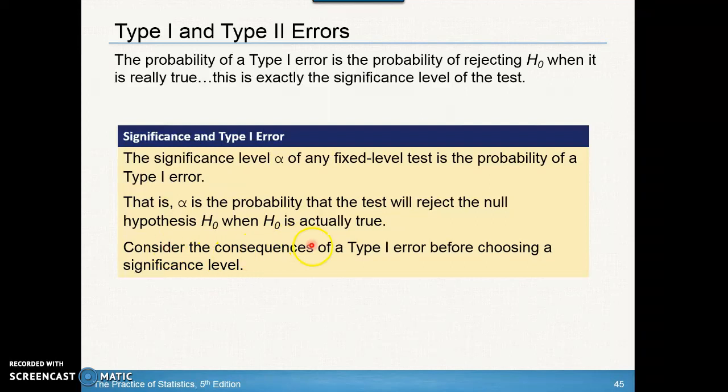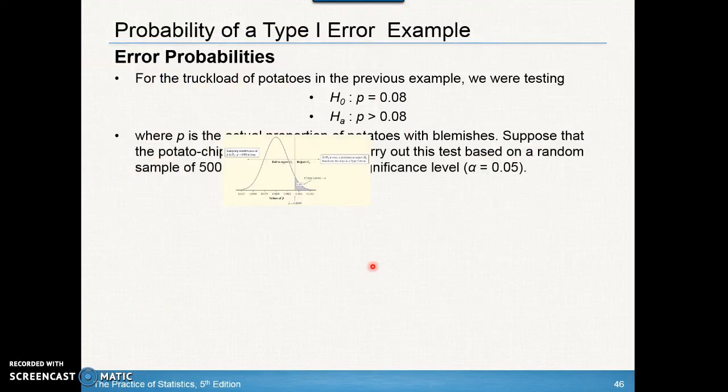Now, before you decide what significance level to pick, you want to consider the consequences of a type 1 error before you choose a significance level. So if the type 1 error is really, really bad, like you're staying in a burning building with a fire, then you would want to have a really low significance level, like 0.01, to make sure you only reject the null when you need to. So you have a low level of significance, so you're not rejecting the null very often. Therefore, you're not having a type 1 error very often.